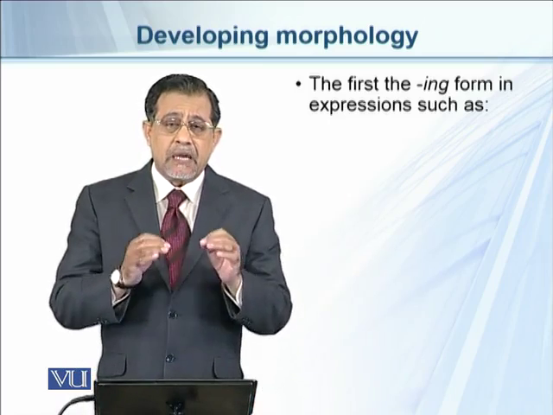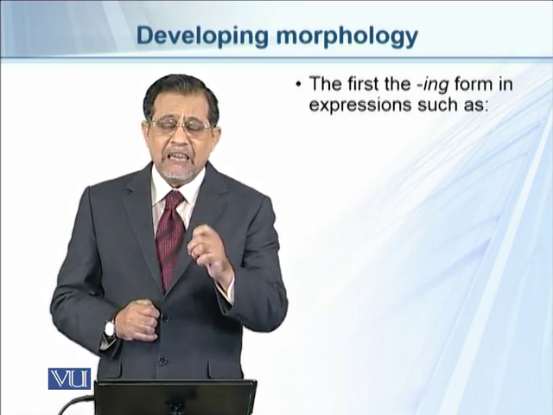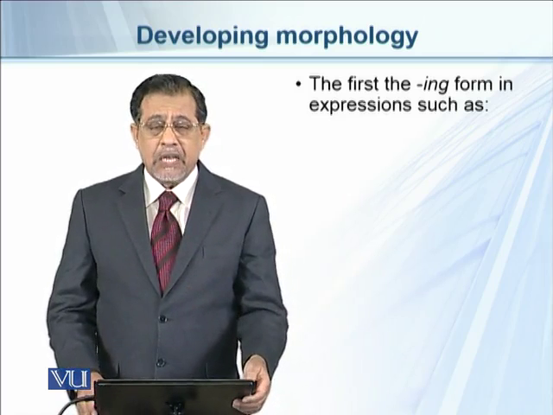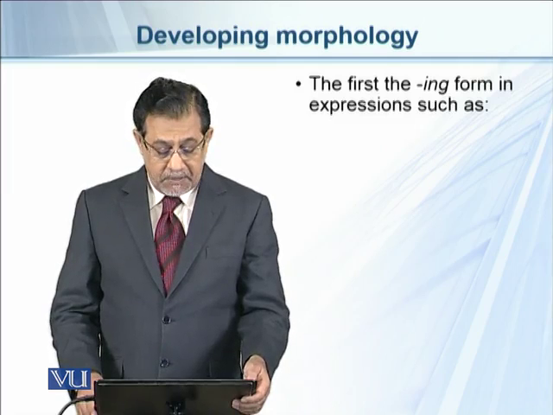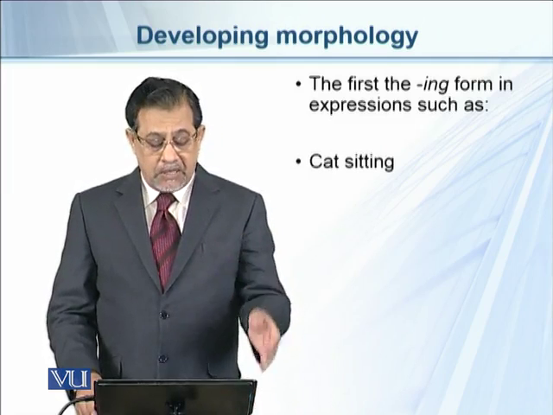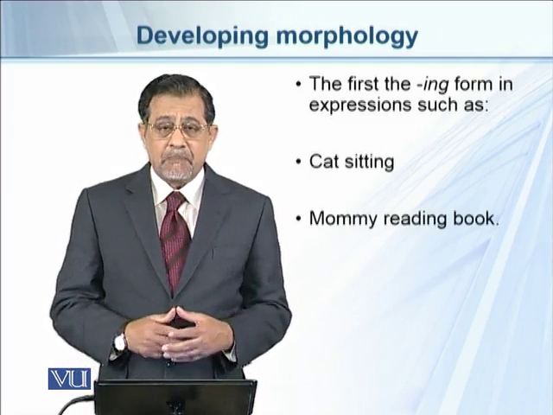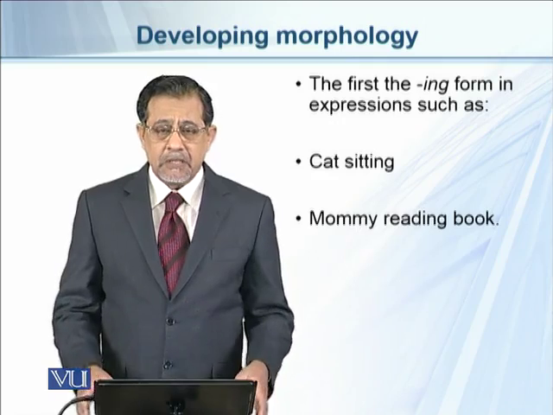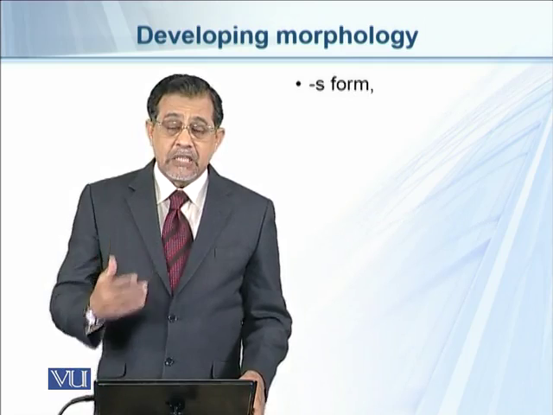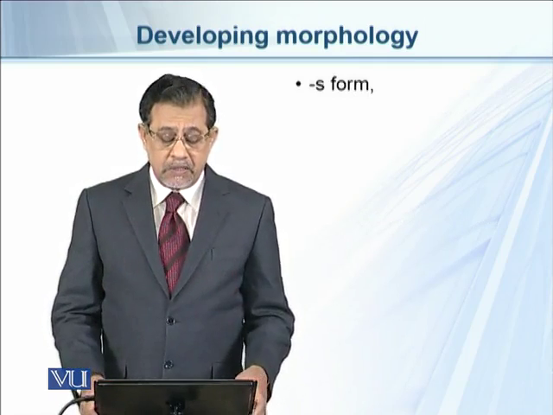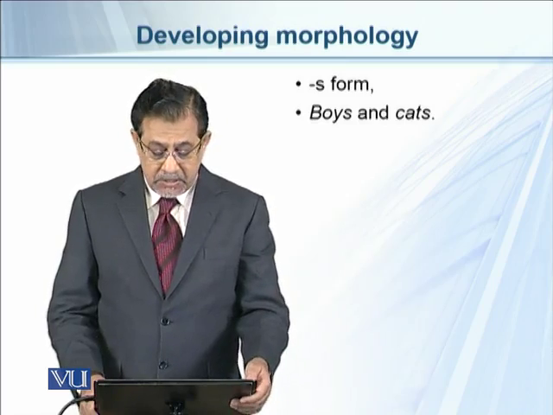The first that comes into the expression of a child is the ing form, right? So generally such expressions are heard from a child: Cat sitting, mummy reading book. In these two examples, we see that the ing form is used with the verb. Then comes the s form, that is used with the nouns to make them plural. For example, boys and cats.